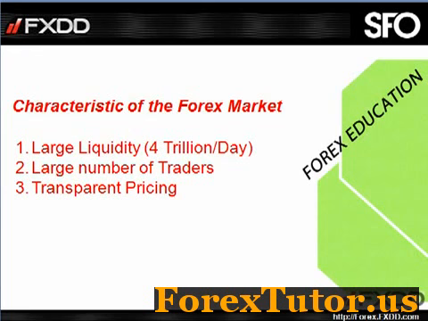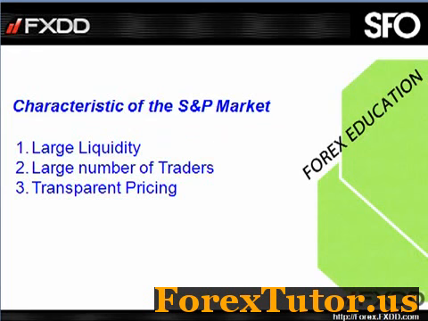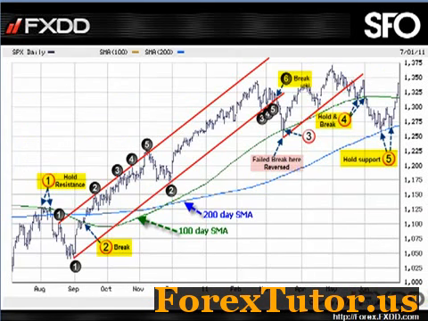Now if you take a look at the S&P market, it has similar characteristics: large liquidity, a large number of trades, and transparent pricing. So if it has transparent pricing and transparent charts, you would think that there would be characteristics of trading foreign exchange that are bridged over to the S&P market. Let's take a look. Here's a chart of the S&P on a daily basis. I have two moving averages in the chart, two very widely used moving averages. One is a 100-day simple moving average. The other is a 200-day simple moving average.